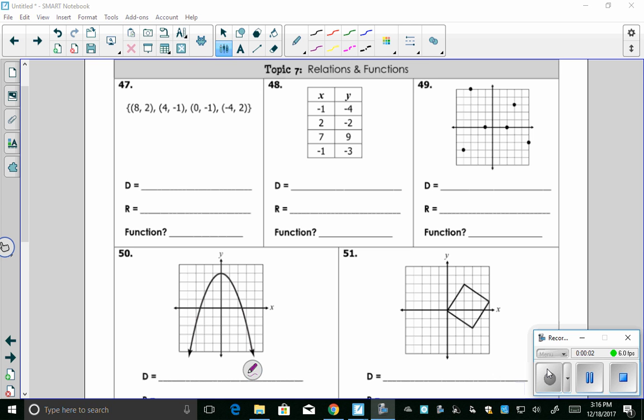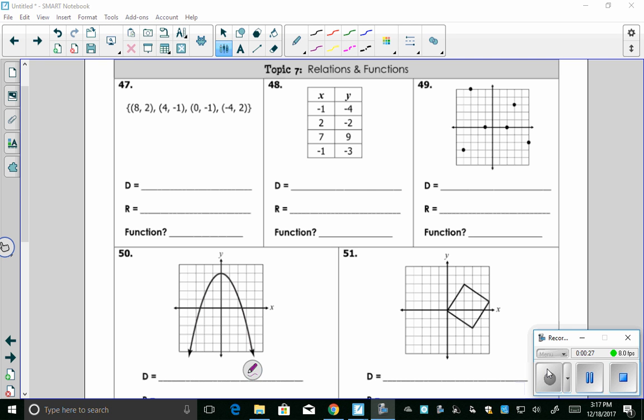Topic 7 talks about relations and functions. In order for a problem to be a function, you have to remember that none of the x values can repeat. So if I'm listing the domain and range, domain is going to be my x values, while range is going to be my y values.